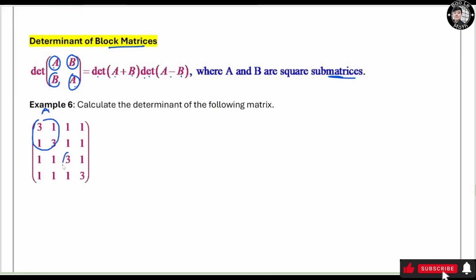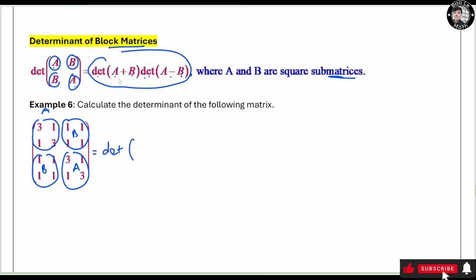This one right here, A, right? This one right here, A, right? This guy right here, B. This guy right here, B, right? Now we're going to apply the formula right here. So I have A plus B, right? So I have A is 3, 1, 1, 3, right? B is 1, 1, 1, 1, right? If I add this up, it's going to be 3 plus 1 should be 4, 1 plus 1 should be 2, 1 plus 1 should be 2, and 3 plus 1 should be 4, right?